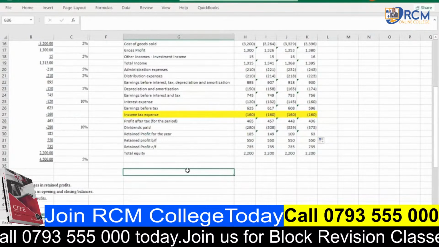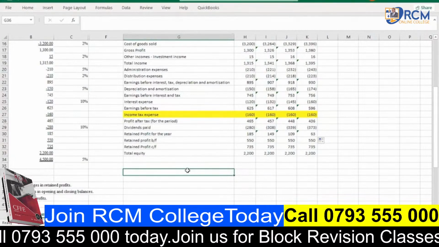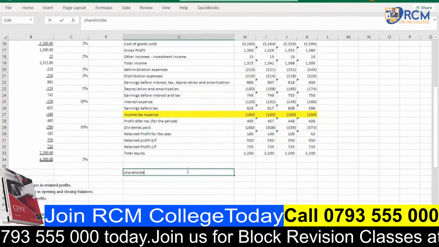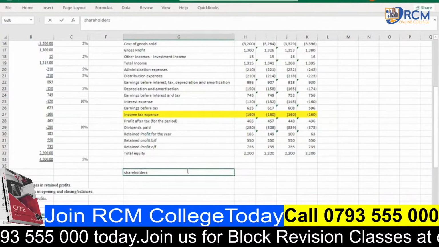So in the shareholders equity section, shareholders equity.